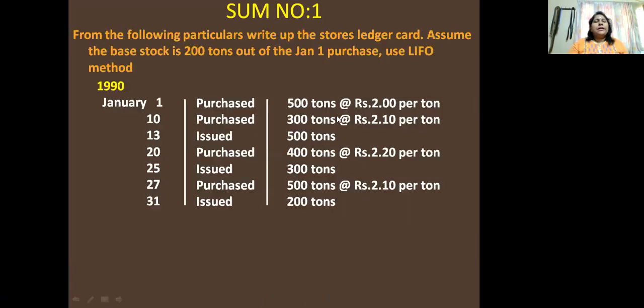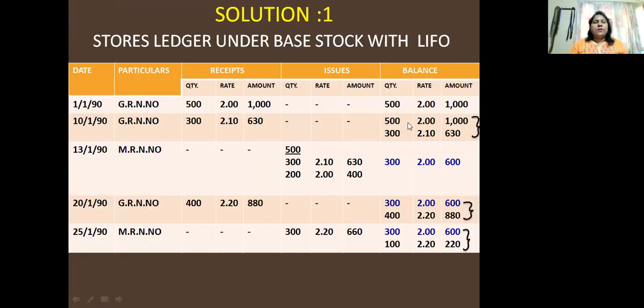Next, I'll go to the next date. Again, purchase 300 tons at the rate of 2.10. So I write the date. I'll write the same particular because a purchase was again made. So I will fill all the details in the receipts column: 300 tons at the rate of 2.10. So the value is 630. Again, I'll put nil in the issues column because only a purchase is made. So already I have one lot in my godown. I will rewrite this lot as the first lot and the new lot will become the second lot, right?